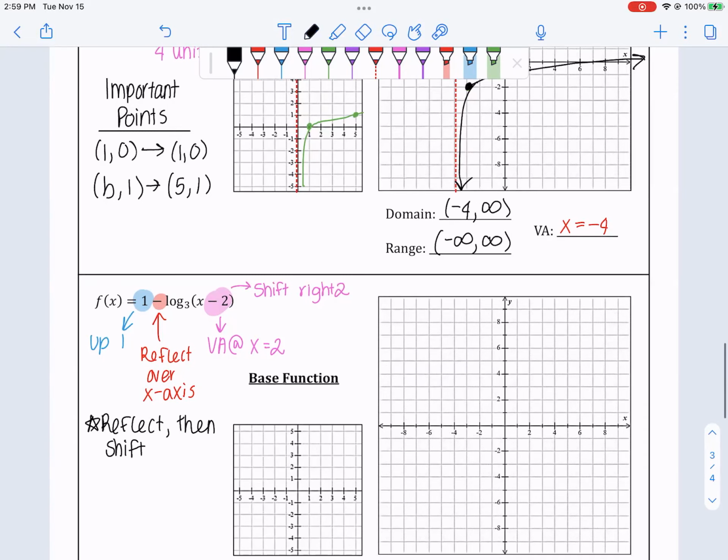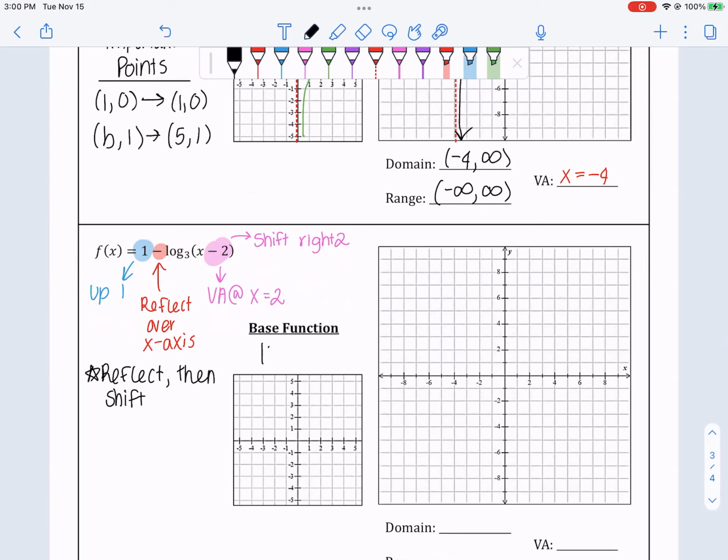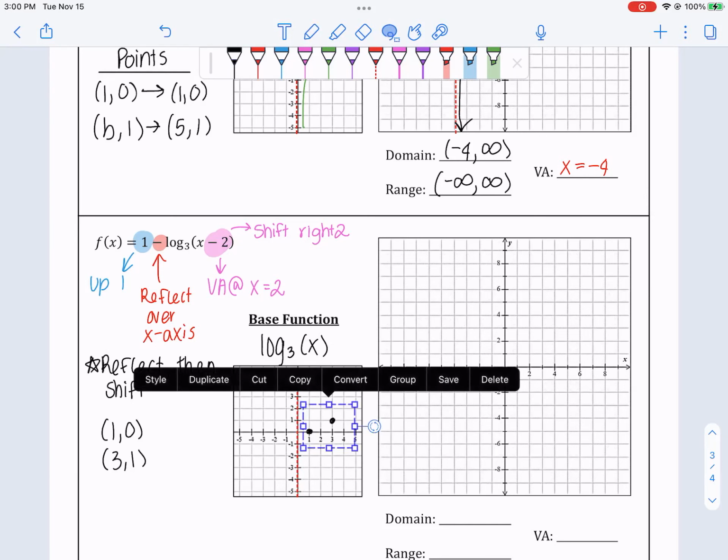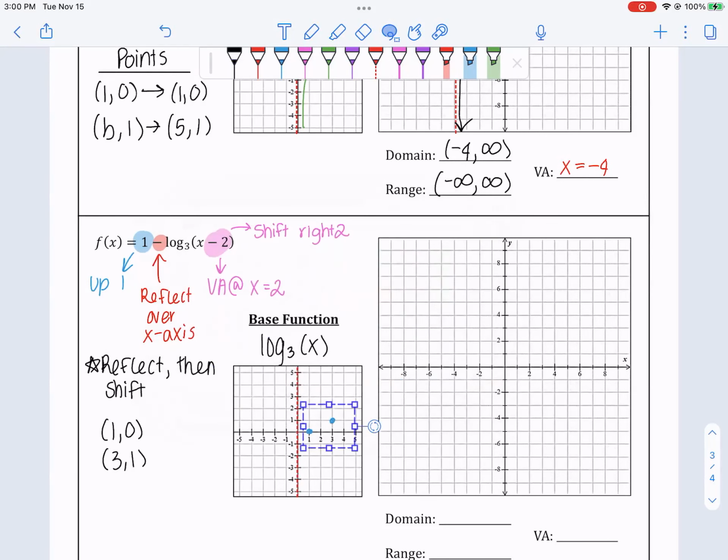The base function here is log base 3. So we have log base 3 of x as our base function. That function is going to have the important points 1 comma 0 and 3 comma 1. So we have 1 comma 0, 3 comma 1, and it has its vertical asymptote here at 0. Let's make it blue.